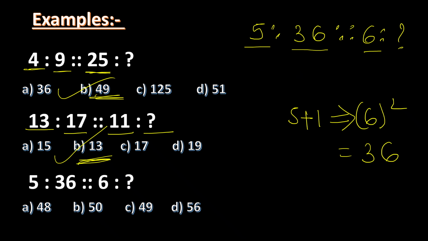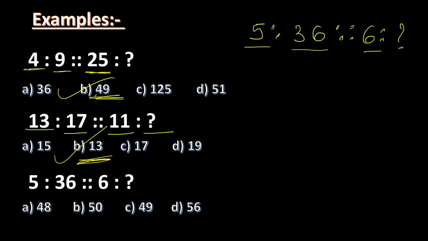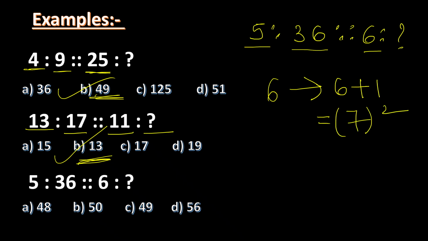So same logic you will apply for 6. That is, after 6, what comes? 6 plus 1, that is 7. So 7 square will be what? 49. Correct? So 49 is the answer. C is the correct option. Understood? So I hope you got the logic, students. Okay? So using the same logic, you can solve the questions now.